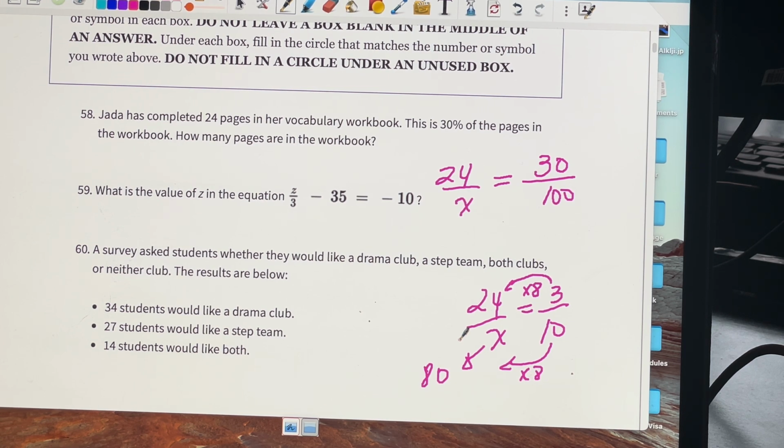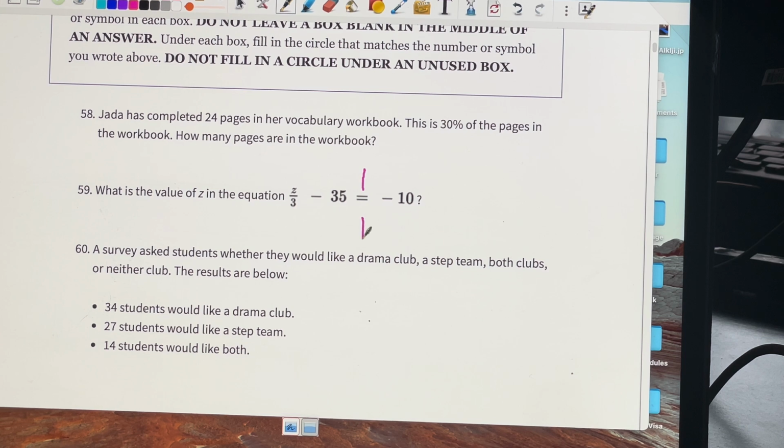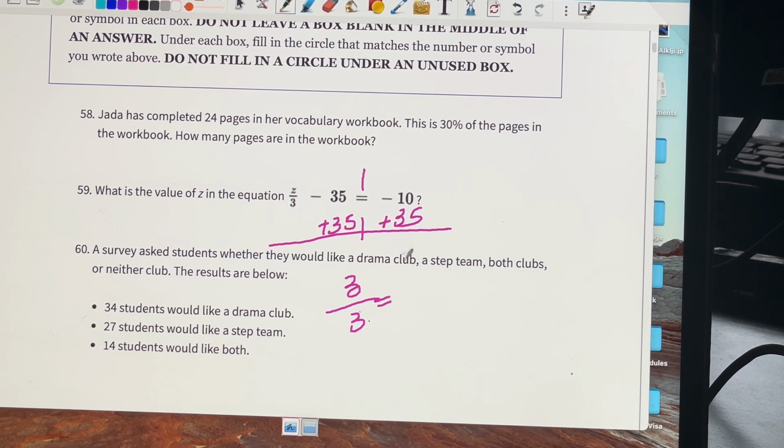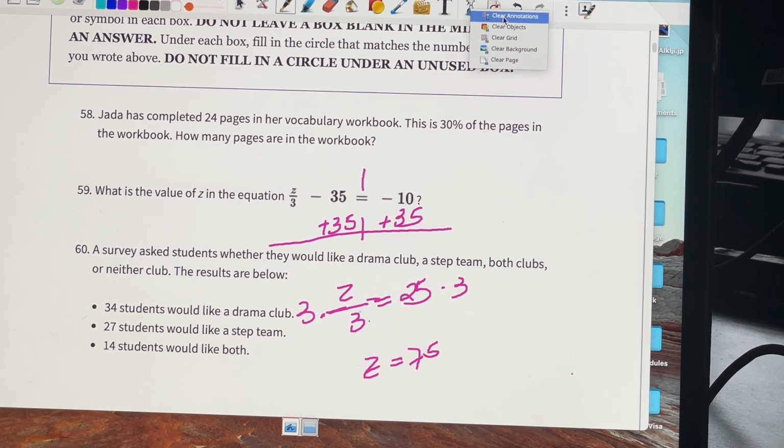Okay. What's next? 59. 59 is just, again, straightforward. We do plus 35, and again, z over 3 equals, what is that? Negative 10 plus 35 is 25. Oh, so let me write the z in a different way. Here's z over 3 equals 25, and then z equals 75, right? Because you can multiply this side by 3, and multiply this side by 3, or you can cross multiply. Either way, you get the answer.